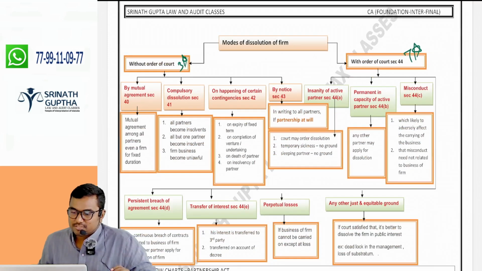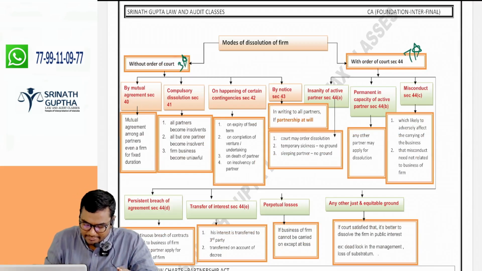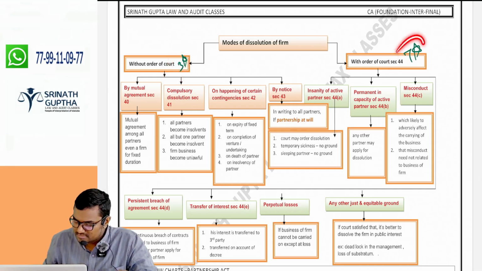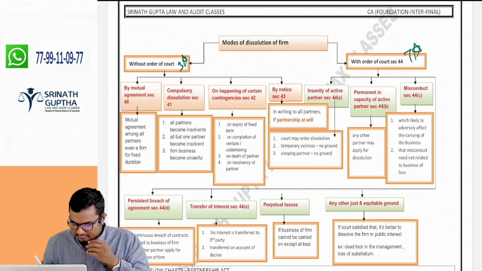Next, dissolution of the firm. Dissolution of the firm is of two types: without order of court of law, 3 stars, and with order of court of law, 7 stars. Without order of court of law there are 4 types, and with order of court of law there are 7 types.